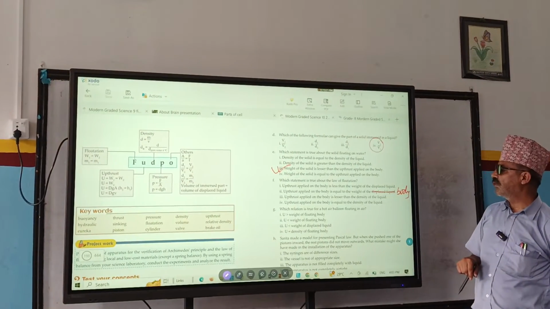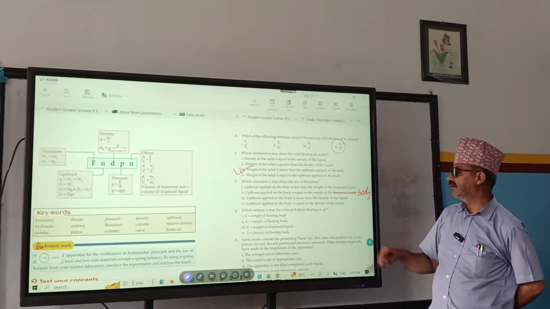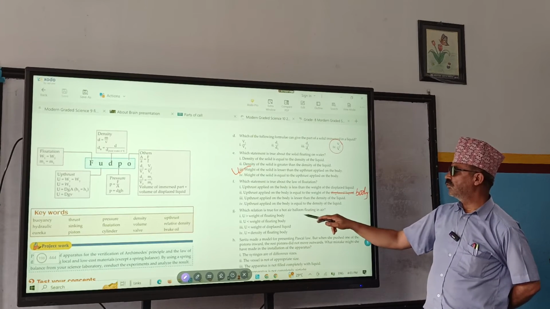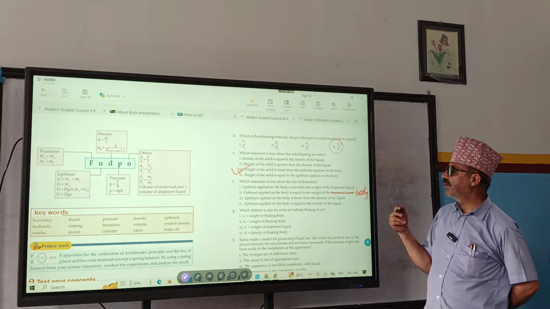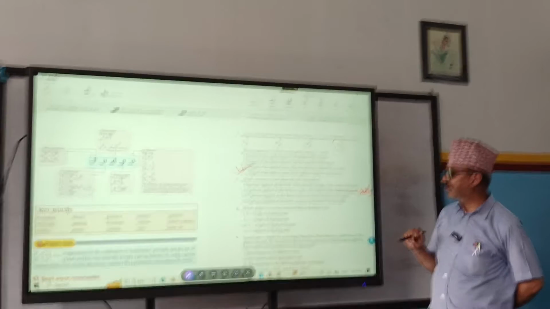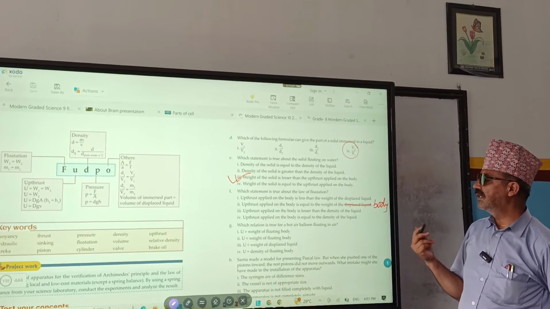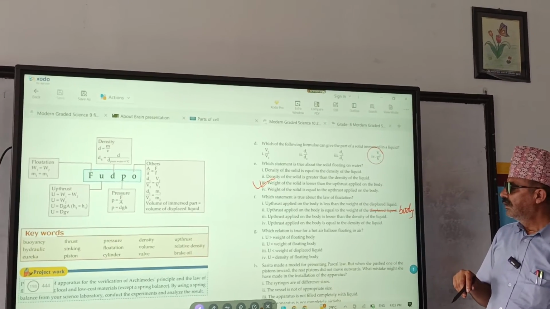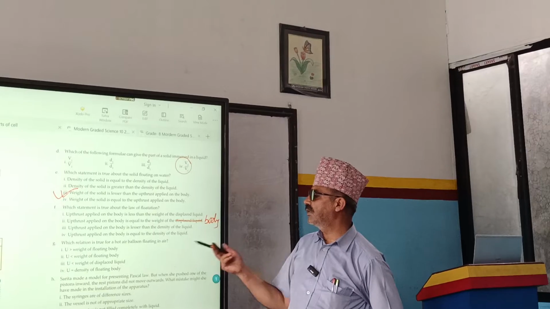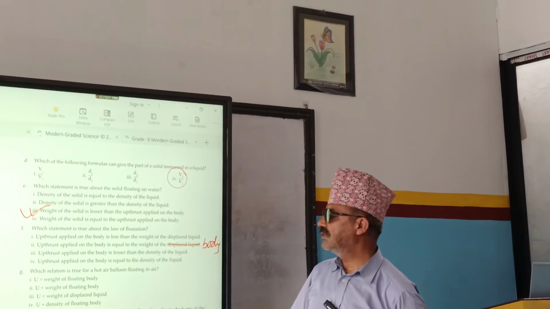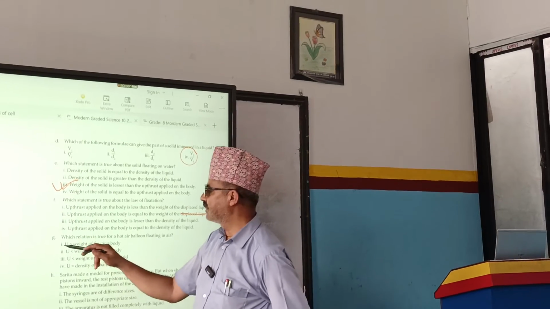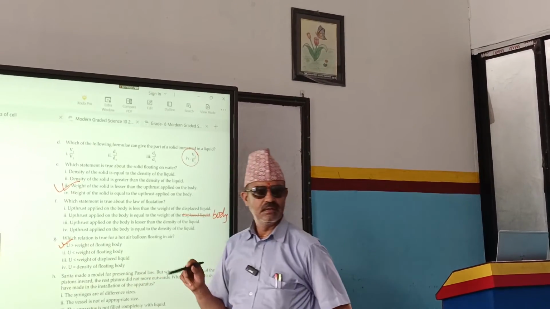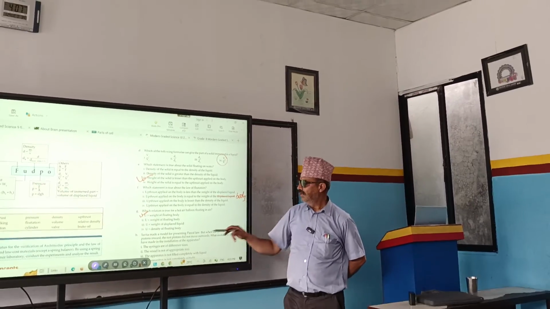Number G. Which relation is true for a hot air balloon floating in air? Upthrust is greater than weight of floating body. Upthrust is less than weight of floating body. Upthrust is less than weight of displaced liquid. Upthrust is equal to density of floating body. Which one is correct? Upthrust is greater than weight of body. Number G. Okay. Number H.